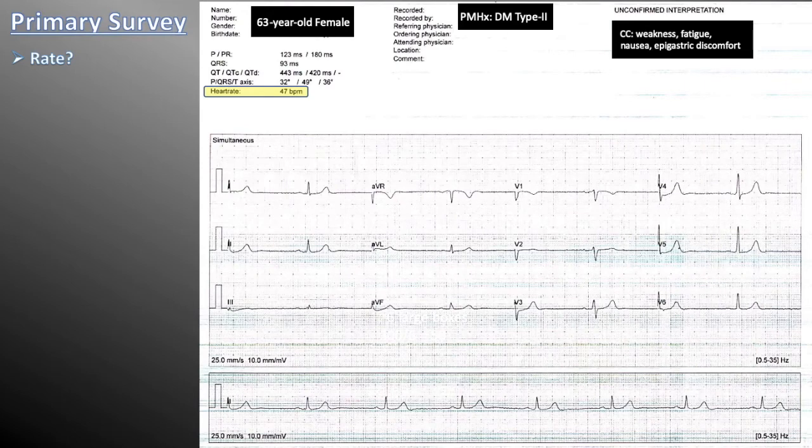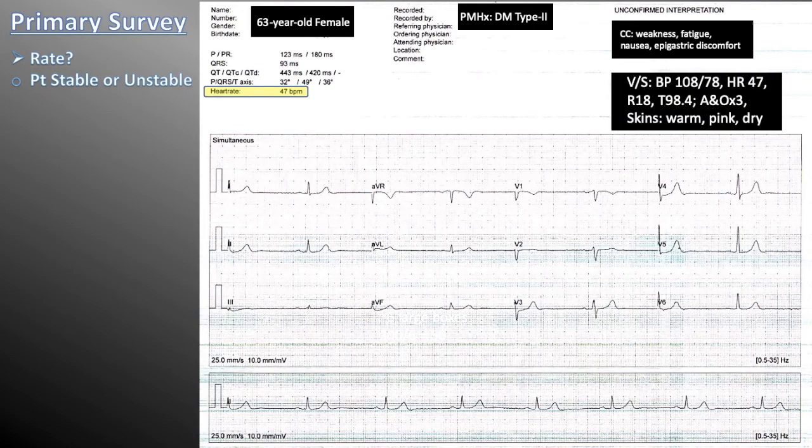Now we need to ask ourselves if the patient is stable or unstable. But to answer that question, we need a little bit more information. So let's get a set of vital signs. This patient's blood pressure is 108/78, heart rate of 47, respiratory rate of 18, temperature of 98.4. They're alert and oriented to person, place, time, and their skin is warm, pink, and dry. So what do you think? They are in fact stable, at least for the time being. They could be considered unstable by ACLS guidelines for bradycardia if they were, for example, hypotensive, altered, showing signs of shock, etc. So now let's move on to assessing the rhythm.